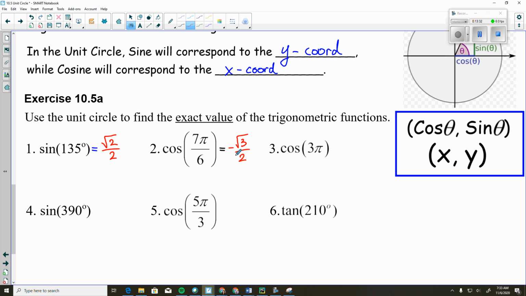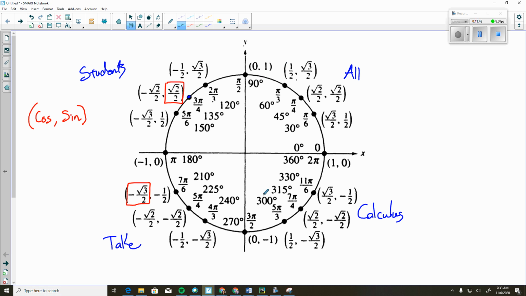I'm going to encourage you to stop the video if you can and see if you can find the other values here before I go on and find them myself. The next one is a little weird because I have cosine of 3 pi, but if you pause the video and look, there's no place where I see 3 pi on the unit circle. So what's happening here? I have pi, I have 2 pi. How do I find 3 pi?